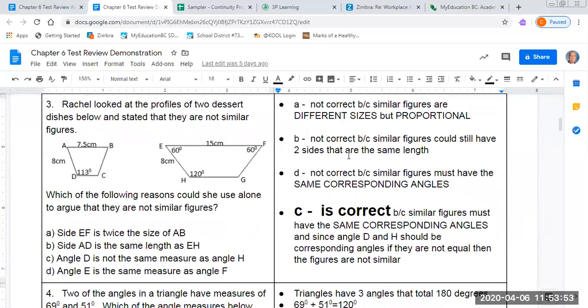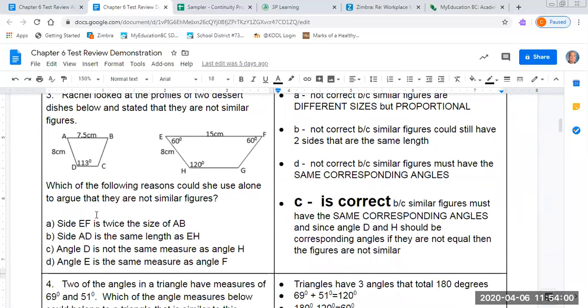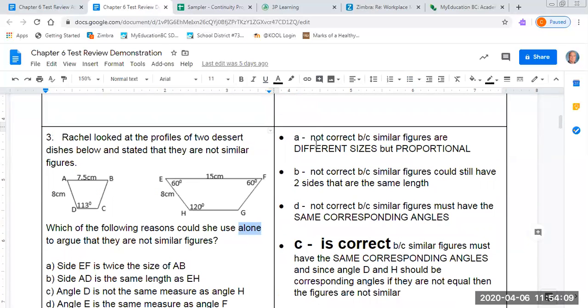Looking at question 3, we see that there are two different shapes here, and they're asking which of these statements below, used alone, will help us to determine that these are not similar figures. The first one, side EF is twice the size of AB. Well, that is not going to, in and of itself, prove that these are not similar figures, because just because two figures are different sizes does not mean that they can't be similar. They can be different, just proportional.